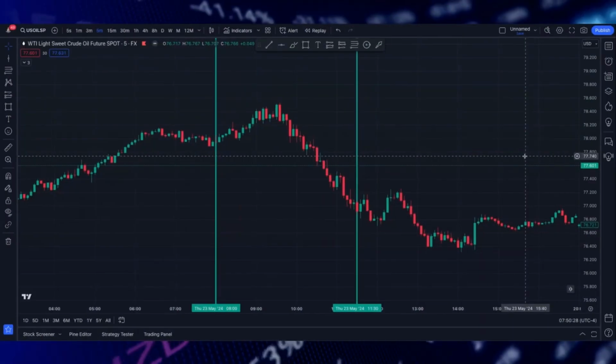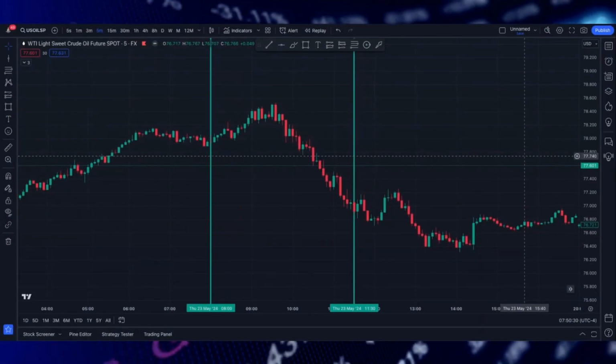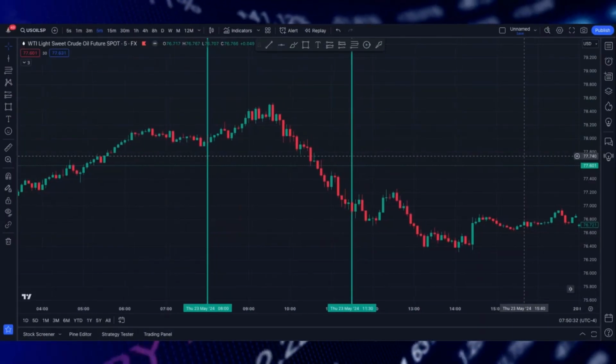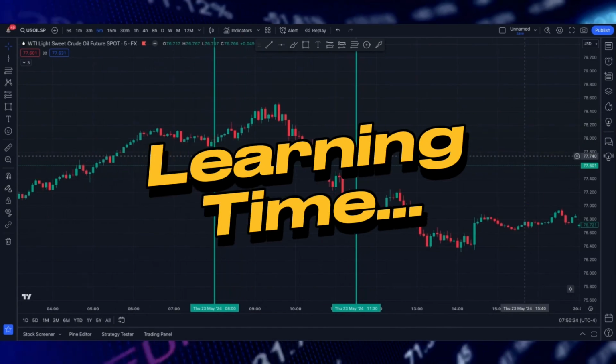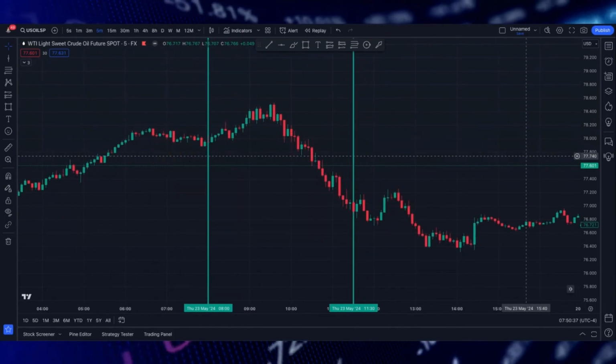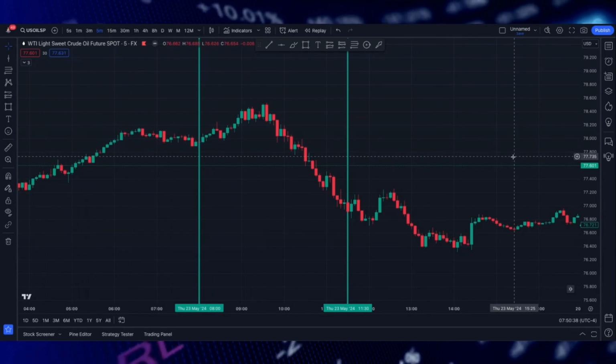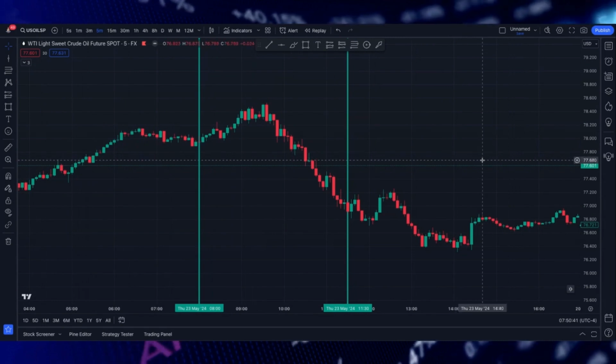Okay, so these vertical lines indicate the US session that I trade and we trade live inside of our trading group. So let's go through a quick tutorial over last Thursday and Friday, and then we are going to get into the full analysis for today.